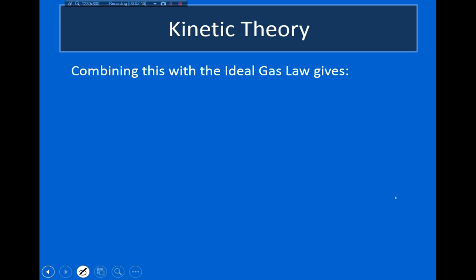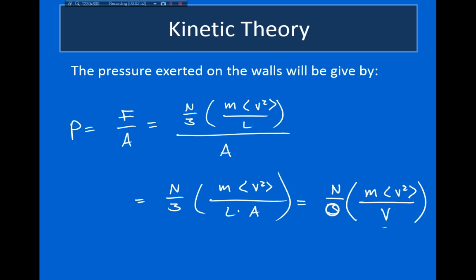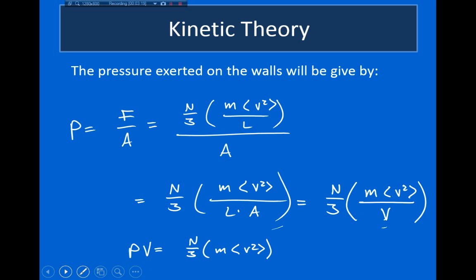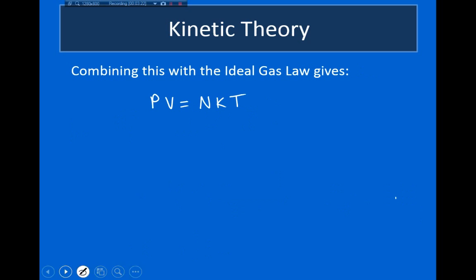So what I can do now, we have P is equal to N divided by 3 times m times the average of the squares divided by the volume. So let me go ahead and just multiply both sides by volume. If I do that, I get PV is equal to N over 3 times m times the average of the square speeds. And we know, according to the ideal gas law, PV is equal to NkT. And in the previous slide, I found that PV is equal to N over 3 times m times the average of the square of the speeds.